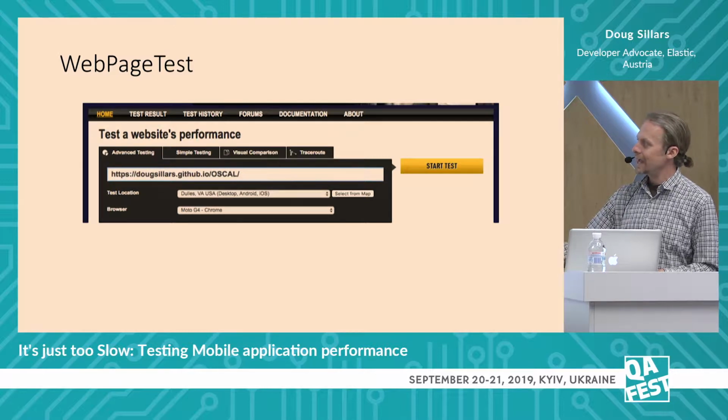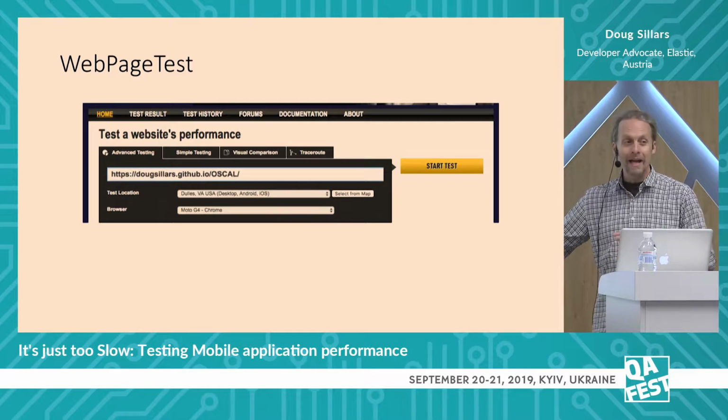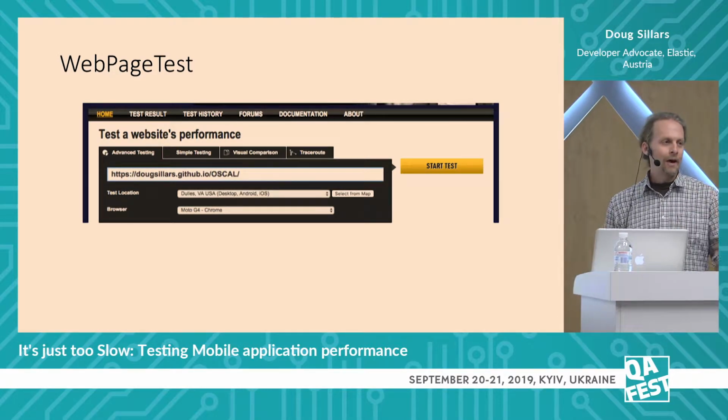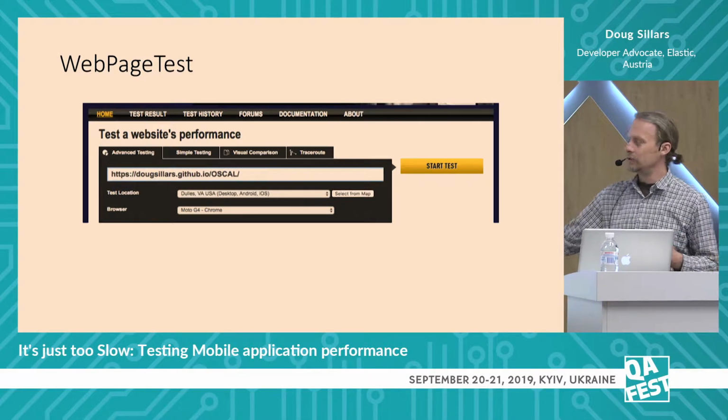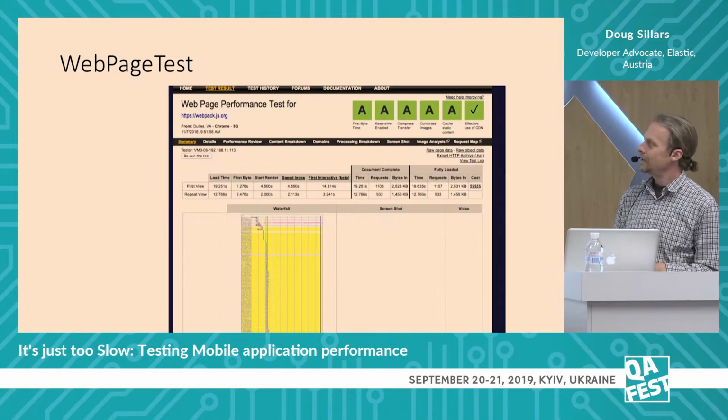In Virginia, they actually have real mobile devices. So you can actually, here I'm testing, it's not emulated, it's a Motorola G4. The guy who runs it, his name is Pat Meenan, and this is in his basement. So he's got a bunch of devices down there. You can test it. And you get a result like this.